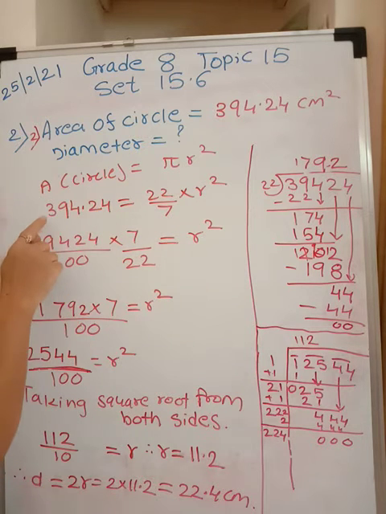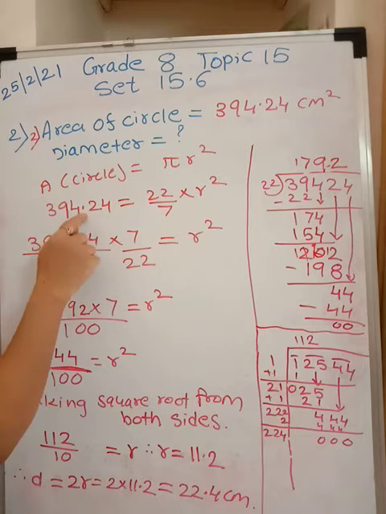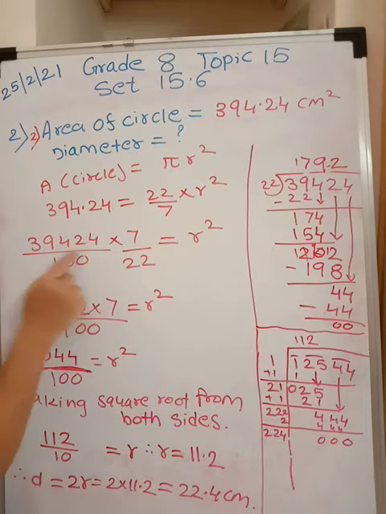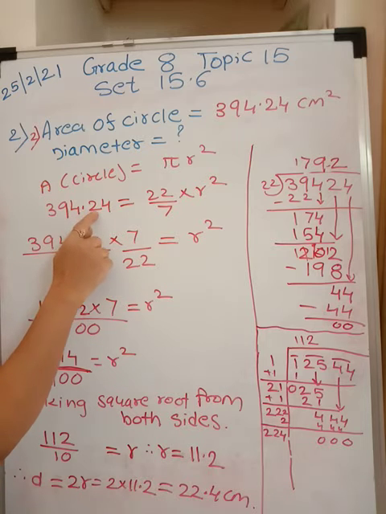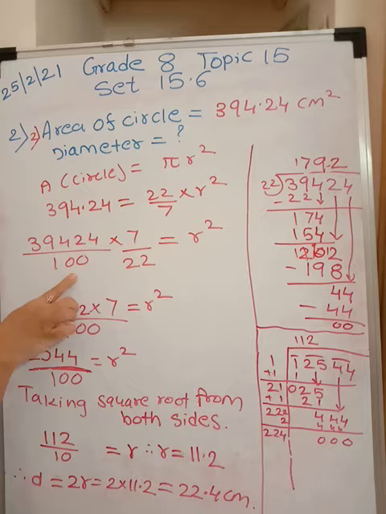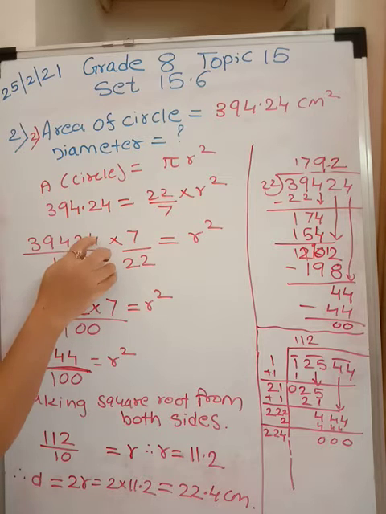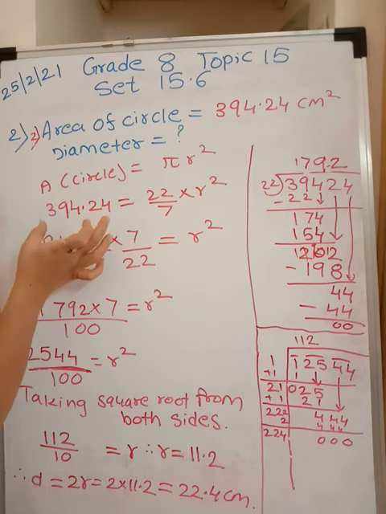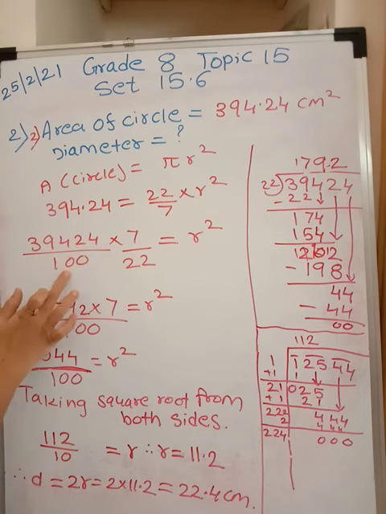It will become reciprocal. Now 394.24 I have written as 39,424 upon 100. After the decimal point there are 2 numbers. So you can write this whole number divided by 100, because after 2 numbers you will get the point and will get the same number. So it is same as 2 upon 10 can be written as 0.2, or 0.2 can be written as 2 by 10. So this can be written as the whole number divided by 100.